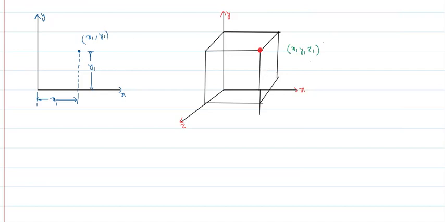Now let us try to understand. Suppose I draw a vector. I want to connect the origin to this point. Let's suppose this point's name is B. I want to connect this point B with O, so we have to draw a vector.